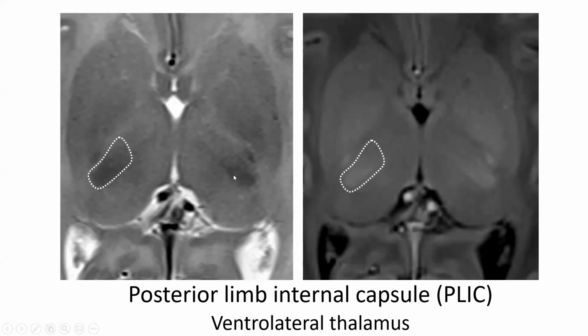What is more important in a term child is that you were able to see this small dot or stripe here. It is hypointense on T2 weighted images and hyperintense on T1 weighted images. What is that? That is the posterior limb of the internal capsule, and we always want to see some signs of myelination in the posterior limb of the internal capsule in a term newborn child.